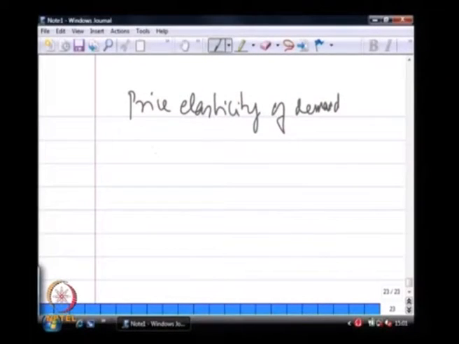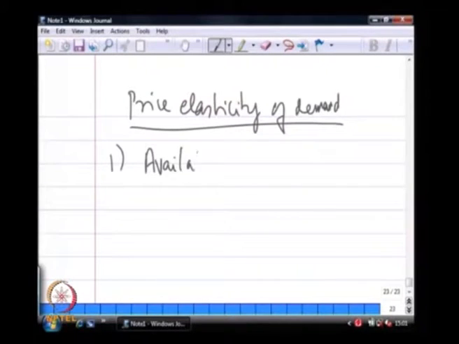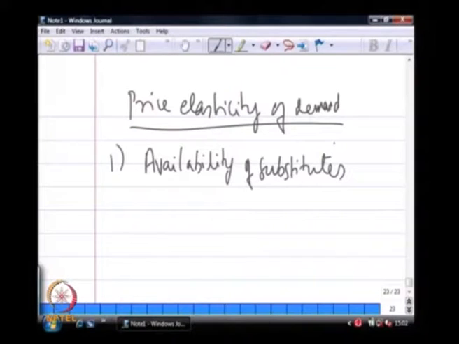But the price elasticity of demand is mainly affected by three factors. One is the availability of substitutes. This is probably the most important factor that influences the elasticity of a good or a service.